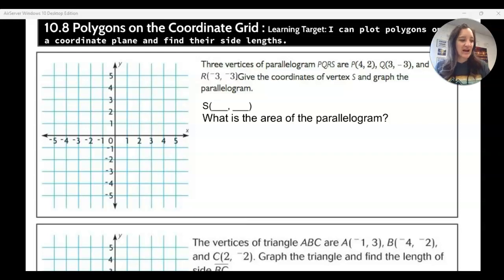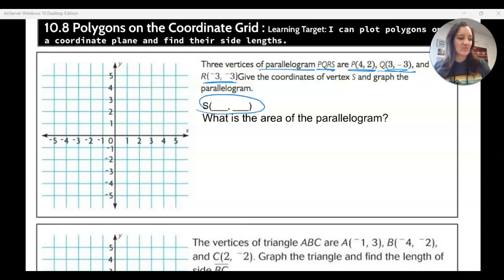And we are asked, it says 3 vertices. The vertices are like the corners of parallelogram PQRS. So polygons have names, and those names are the points of their vertices, of their corners. So this parallelogram's name is PQRS, and I'll show you what that is. P is the corner 4, 2, Q is 3, -3, and R is -3, -3. So it didn't give us the point for S. That's what it's going to ask us.